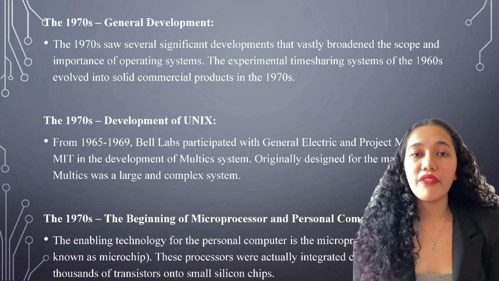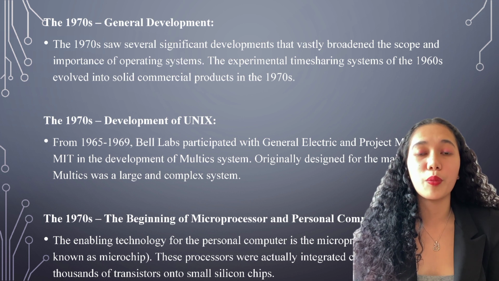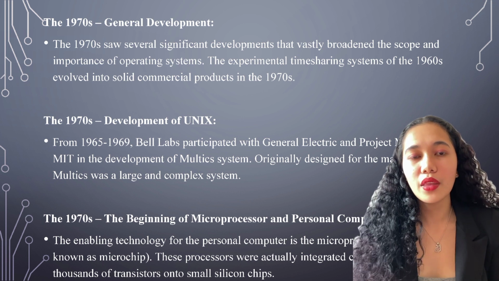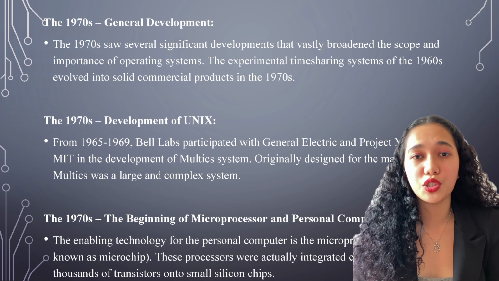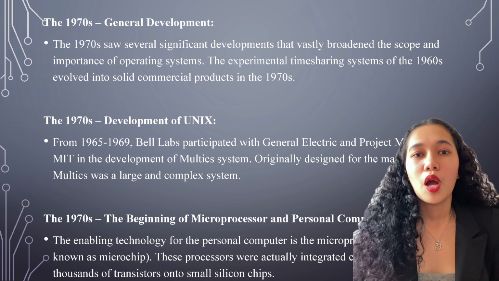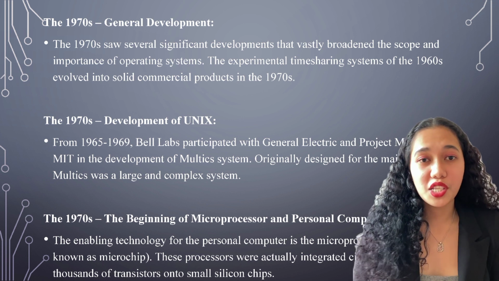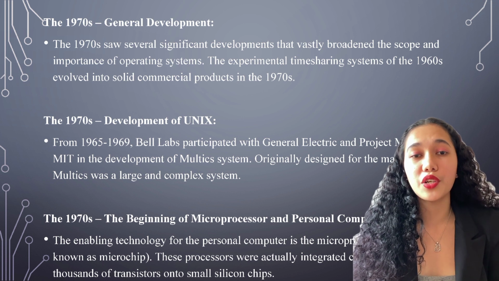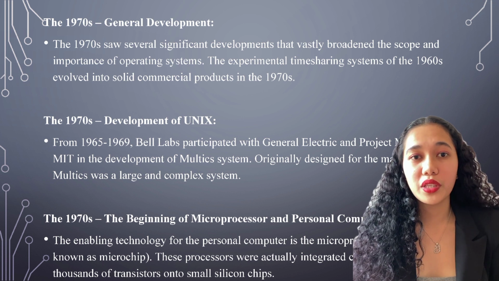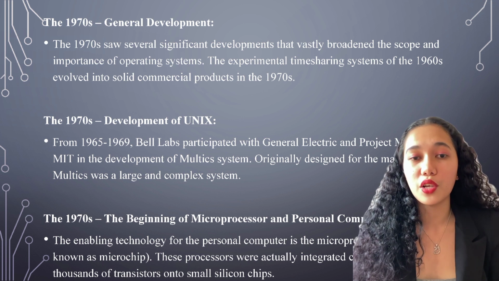In the 1970s, the beginning of the microprocessor and the personal computer era. The enabling technology for the personal computer is the microprocessor, popularly known as the microchip. These processors were actually integrated circuits which printed thousands of transistors onto small silicon chips.